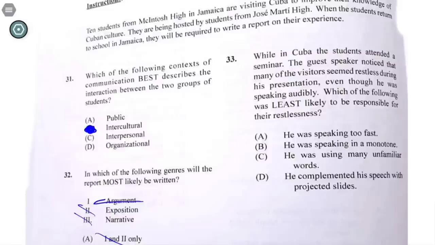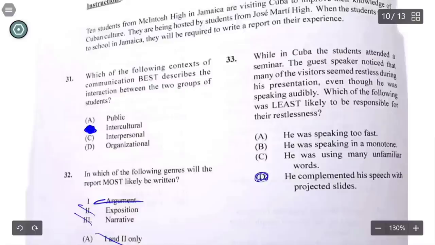He was speaking too fast. He was speaking in a monotone. He was using many unfamiliar words, or he complemented his speech with a projected slide. The answer for this is D. He complemented his speech with projected slides.